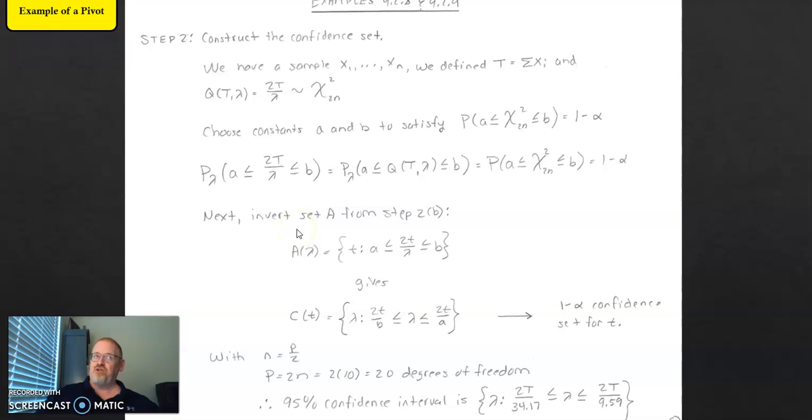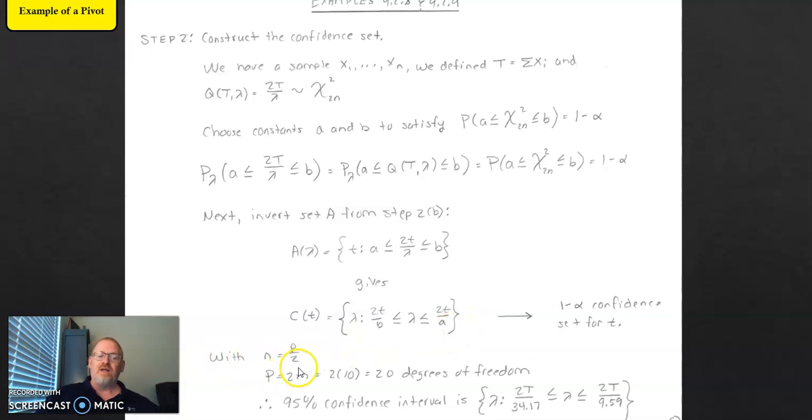So now step 2, part B, on the first part of the actual analysis, we have an acceptance interval, the set of t where 2t over lambda is greater than or equal to a and less than or equal to b. That's going to give me my confidence set, C, where I'm really just solving for lambda in this inequality. That's going to flip signs, so we've got to flip the inequality. So our b becomes our lower bound, and the a part becomes our upper bound.